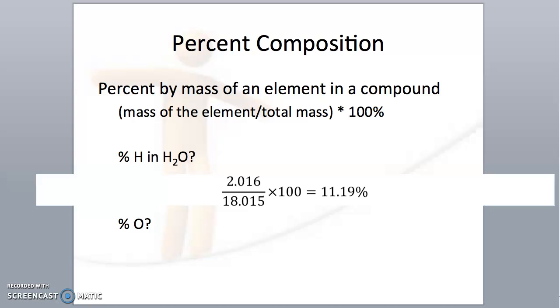This is the mass of each element as a percent of the total mass of the compound. The formula used is the mass of the element divided by the total mass of the compound times 100. We use molar masses from the periodic table.